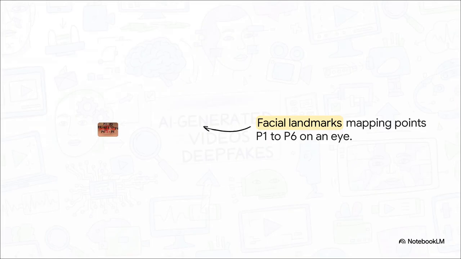The system maps out 6 specific facial landmarks around the eye, and they label them P1 through P6. Points 2, 3, 5, and 6 measure the height, while points 1 and 4 measure the width. By tracking these points dynamically across frames, a deep neural network can measure exactly what that eye is doing in real time.